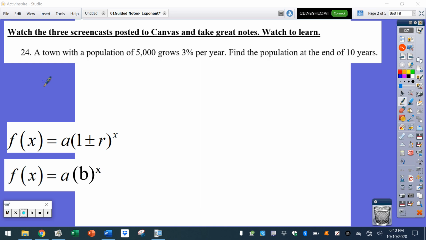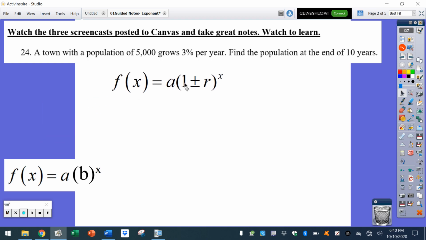Today we're going to look at problem 24. A town with a population of 5,000 grows 3% per year. And when you hear it's growing at a certain percentage, that tells us that we do have an exponential growth problem. It says find the population at the end of 10 years. We're going to use the exponential growth formula.